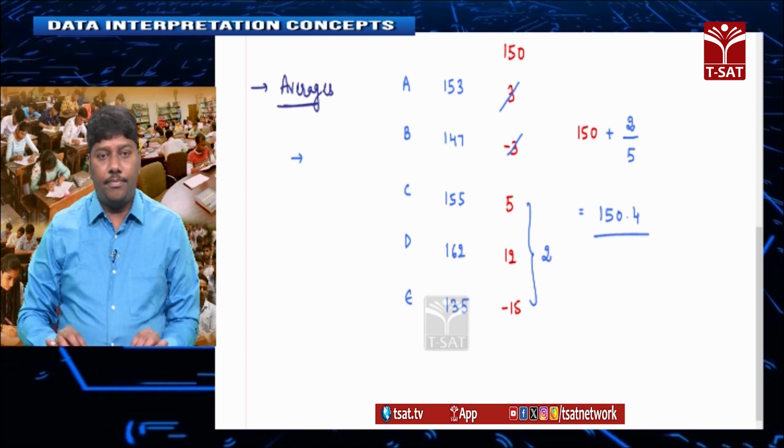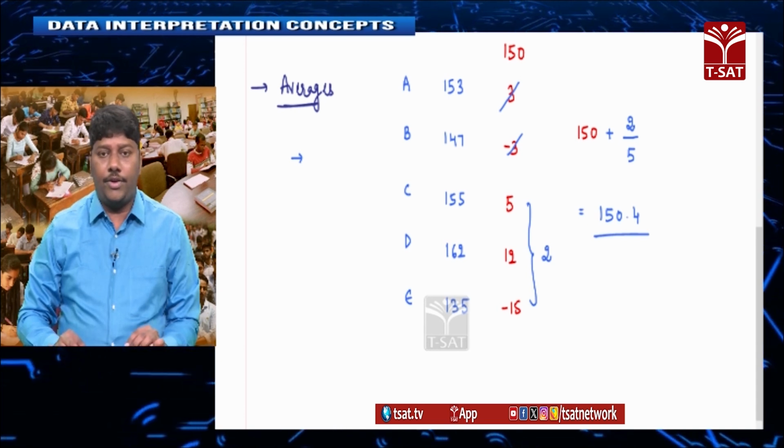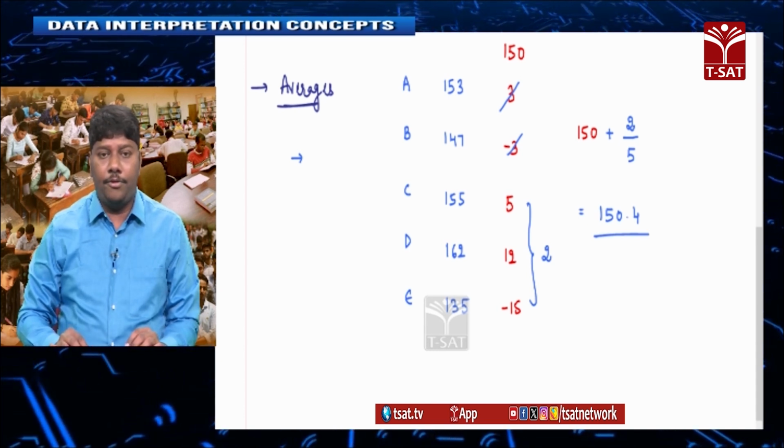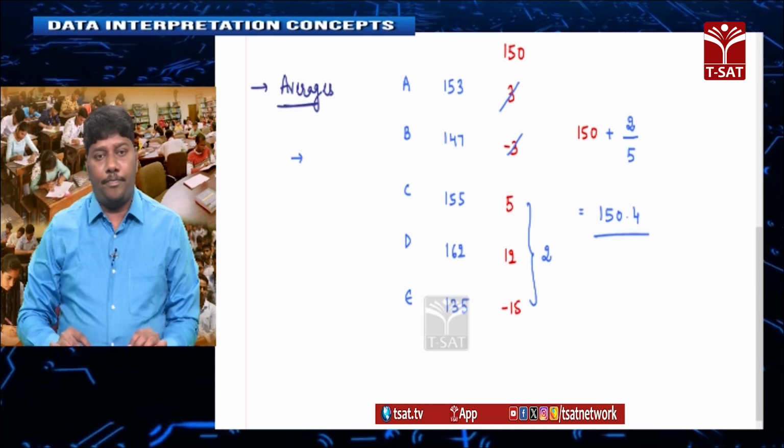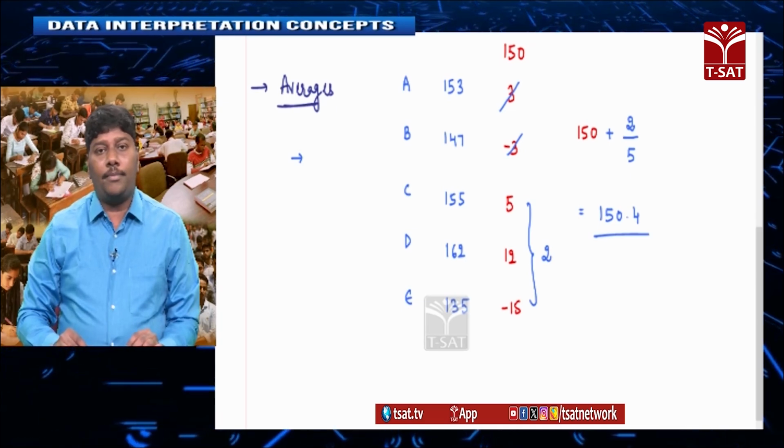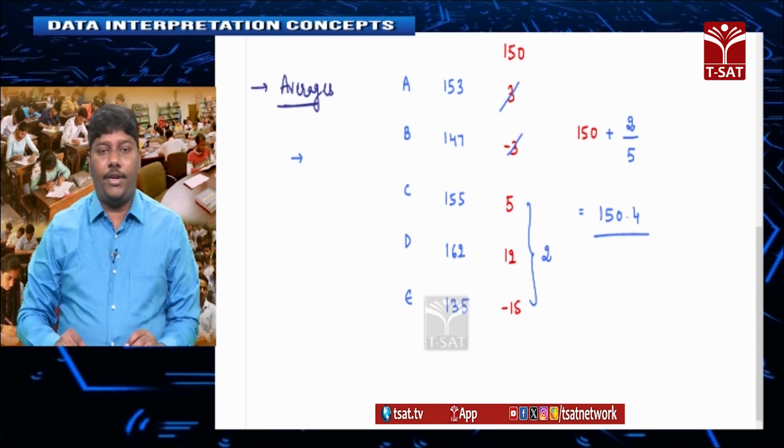Now, what is the reason behind this? Why are we taking these deviations and dividing them by 5? I will tell you that also. Now, one more thing to learn here. If I ask you what is the total number of cars produced by A, B, C, D, E.